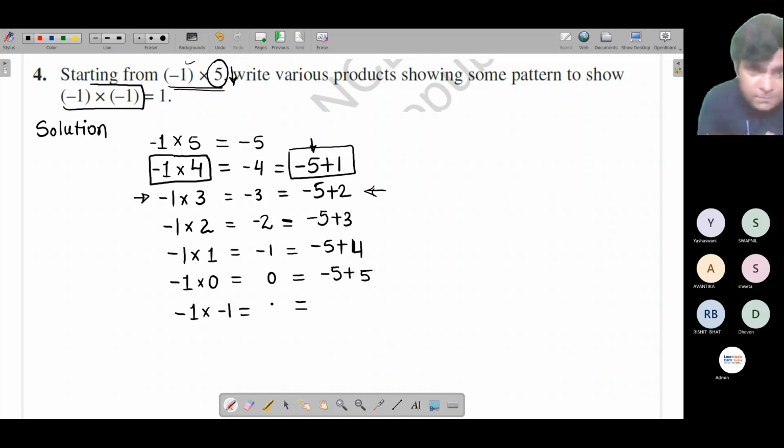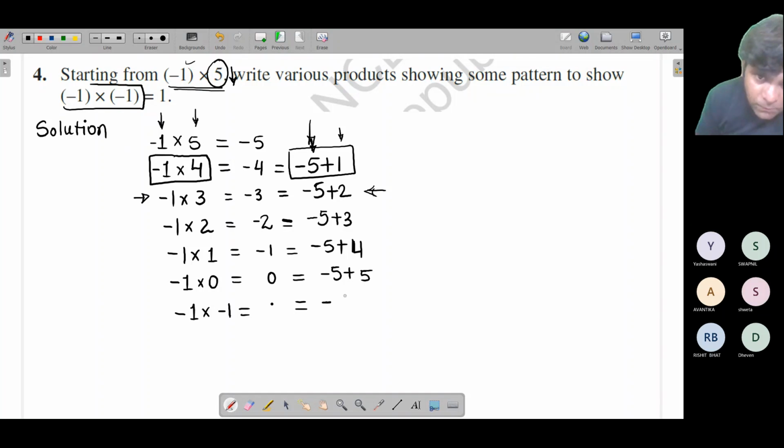Getting my point? Yes, sir. And you can also observe this in this addition sequence. The first number is always the same, but the second number is increasing by 1 each time. In the product, the first number is the same for all, but the second number is decreasing by 1 each time. In multiplication, the second number is decreasing, but in addition, the second number is increasing continuously. Getting my point? Yes, sir.